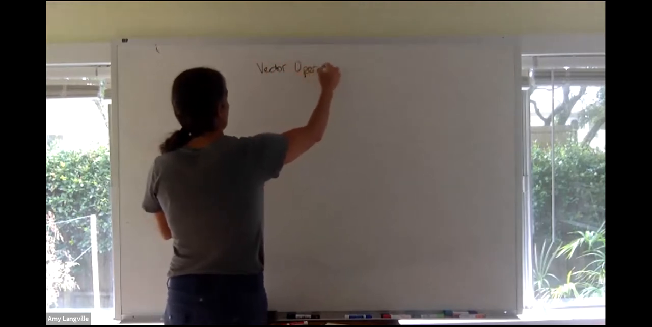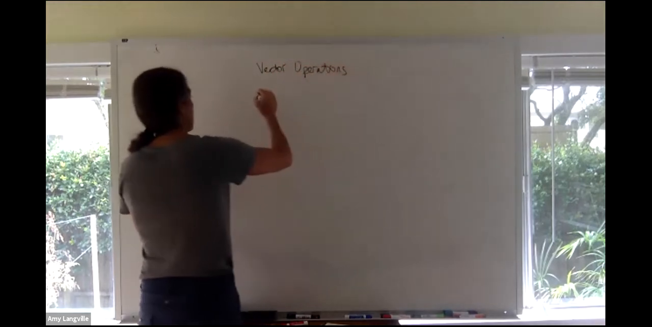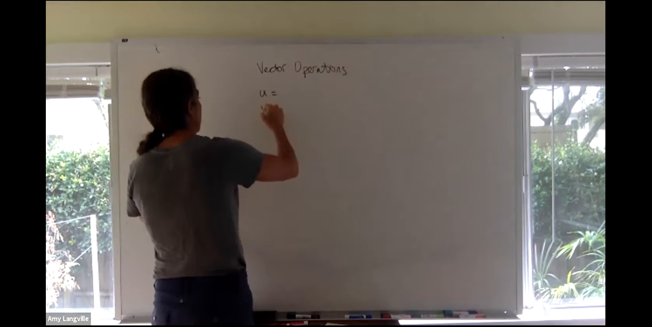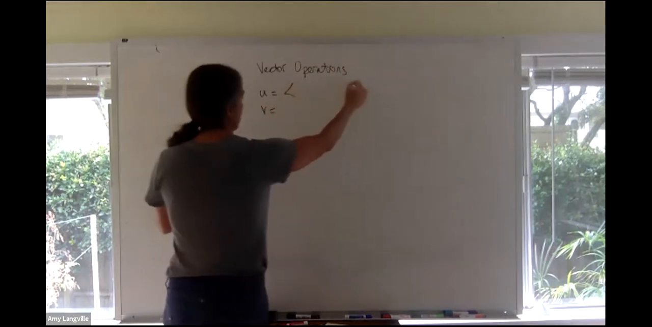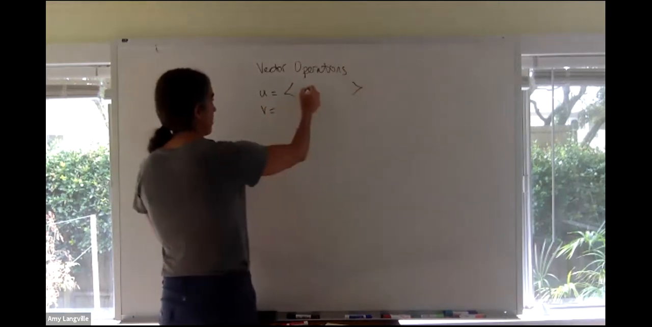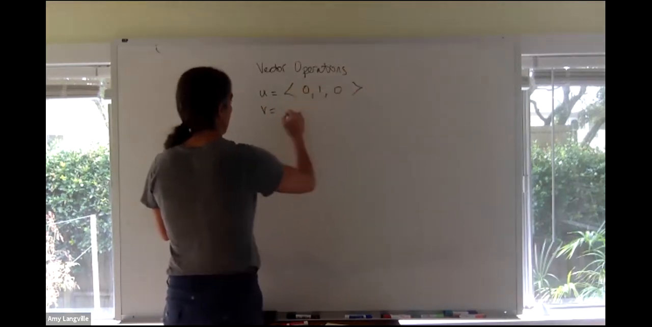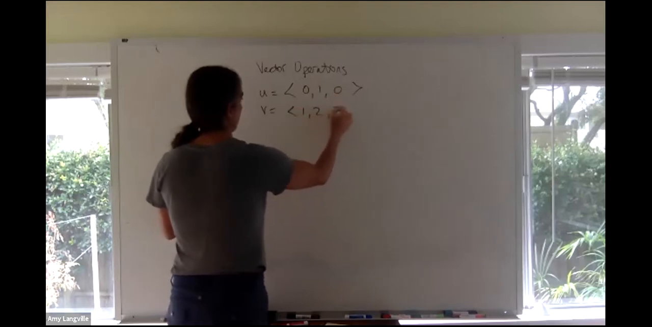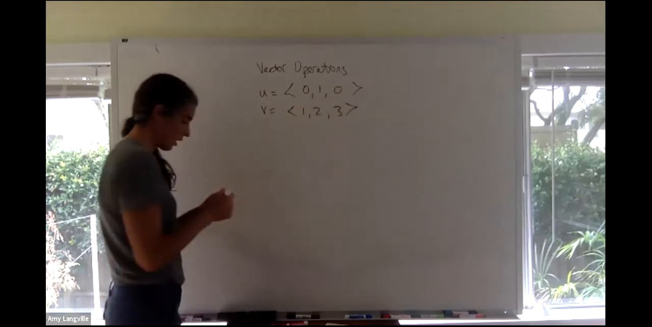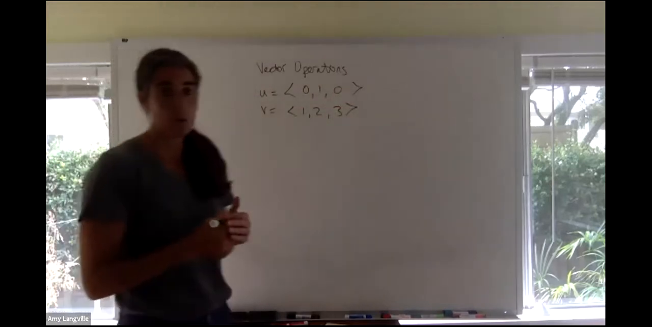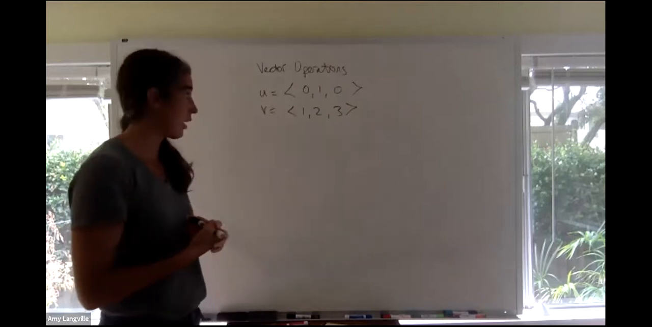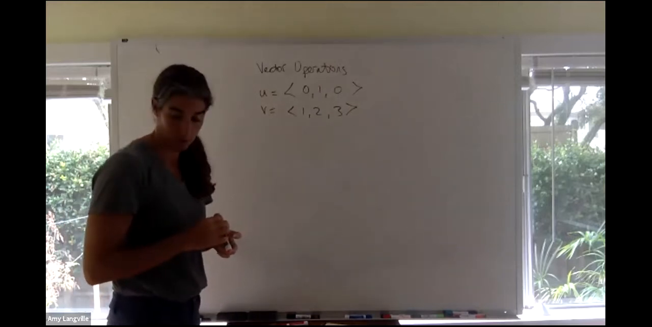And again, we've already seen vectors. We're often going to talk about a vector u and a vector v. We'll use this bracket notation. Maybe we'll have the vector <0, 1, 0> and the vector <1, 2, 3>. And we know what those look like. We know how to plot them. We did that from book 1.